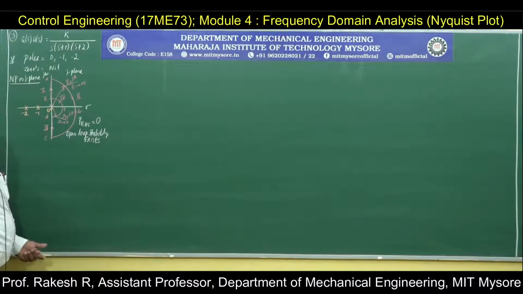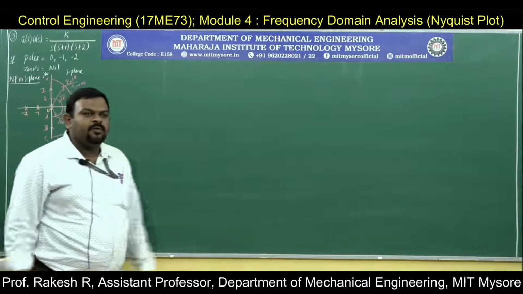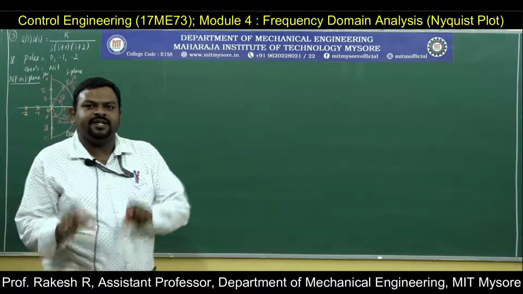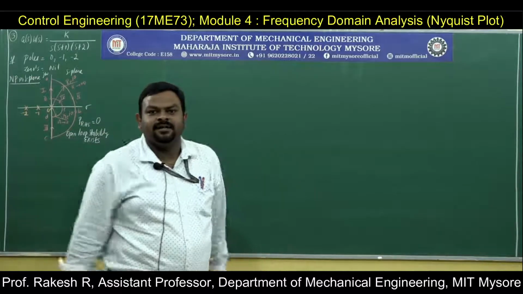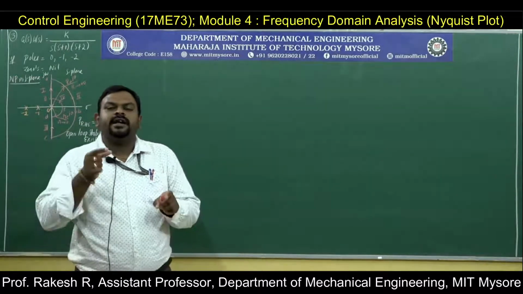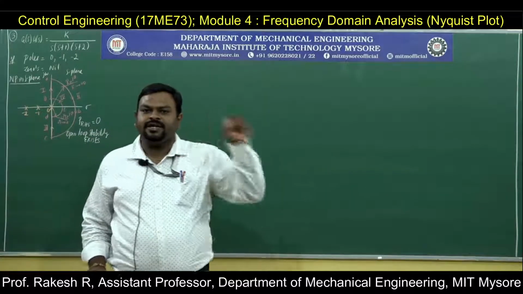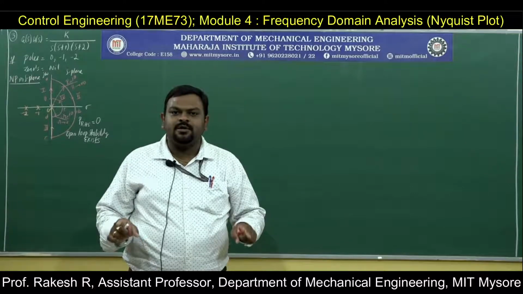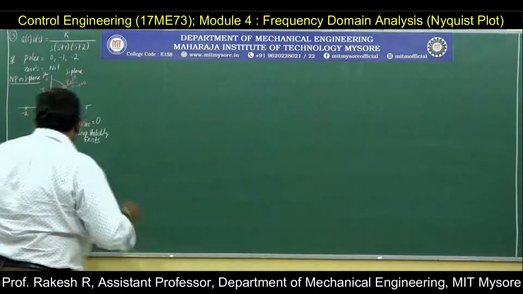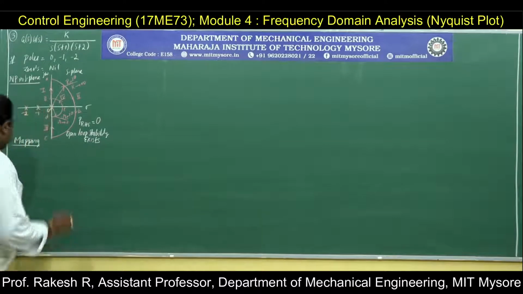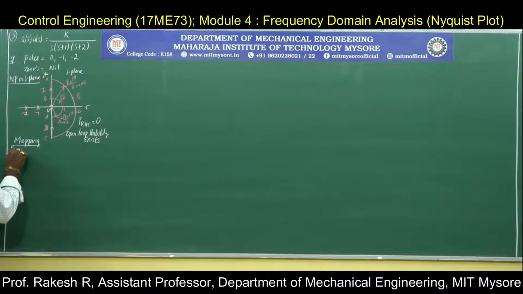After this we need to convert the Nyquist plot in s plane to the Nyquist plot in G(s)H(s) plane. The process for transformation of the Nyquist plot in s plane to the Nyquist plot in G(s)H(s) plane is called mapping. So the next procedure is mapping. Mapping, the first thing is segment 1. What is segment 1? OA.